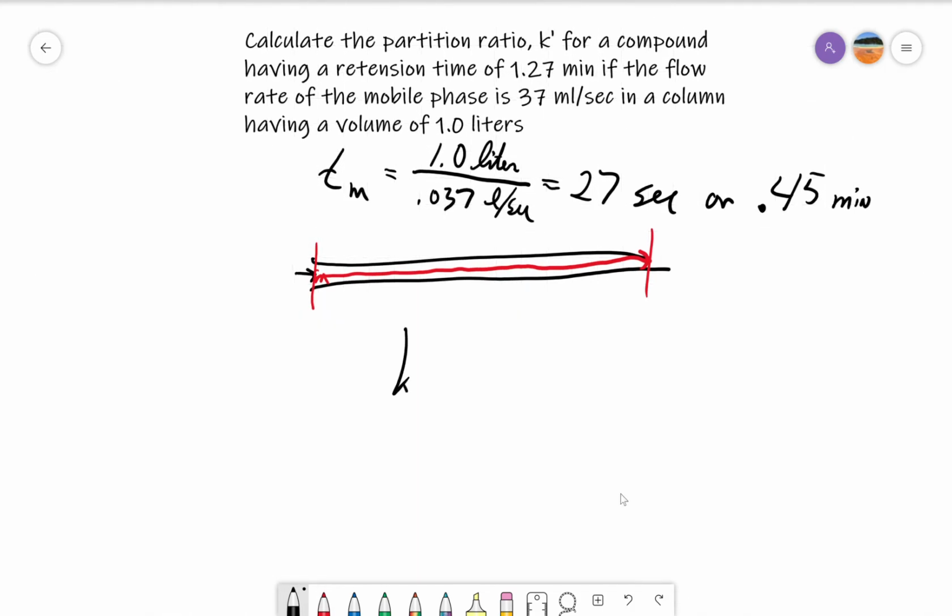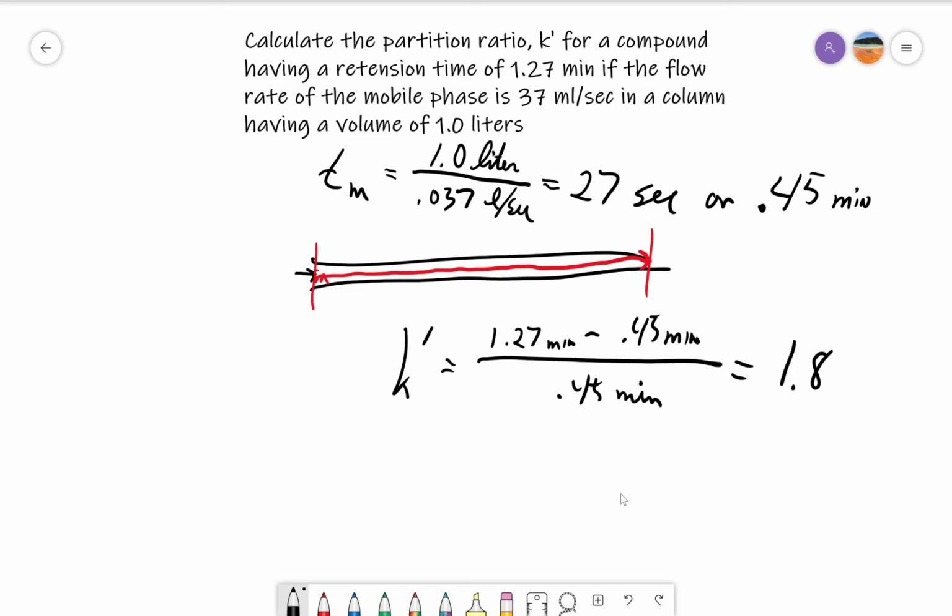We can then calculate K prime, 1.27 minutes minus 0.45 minutes divided by 0.45 minutes gives us a partition ratio of 1.82. Remember, that value is its affinity for the stationary phase. If something has a larger or smaller K prime value, that will affect its retention time on the chromatographic column.